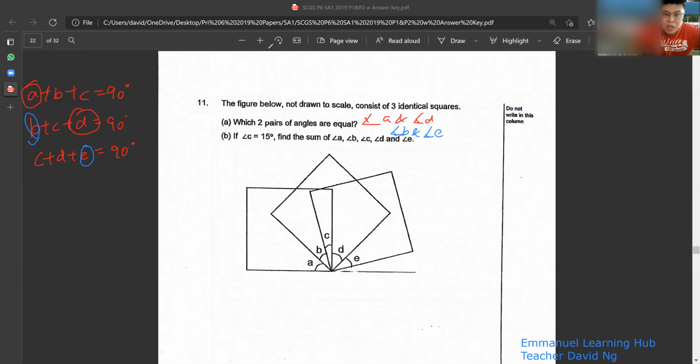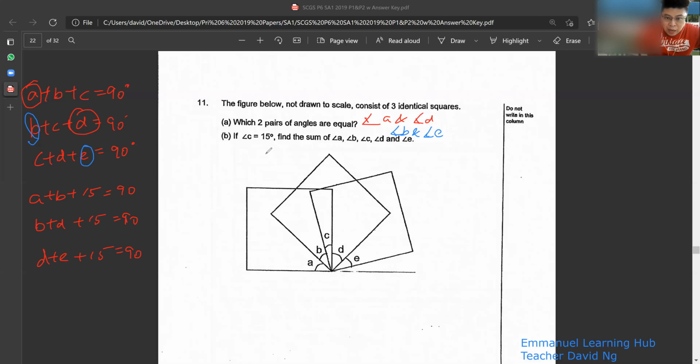So part A is clear. With part A clear, I move on to part B. If angle C is 15 degrees, so your A plus B plus 15 is 90. Then your B plus D plus 15 is 90. Then D plus E plus 15 is 90.